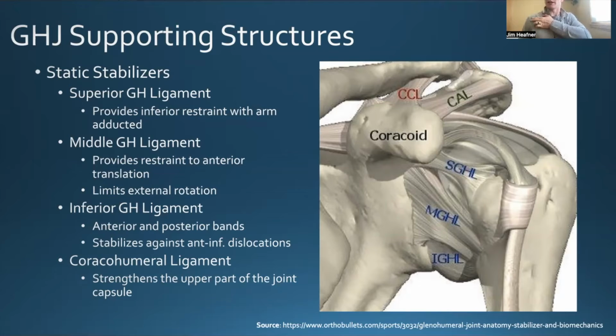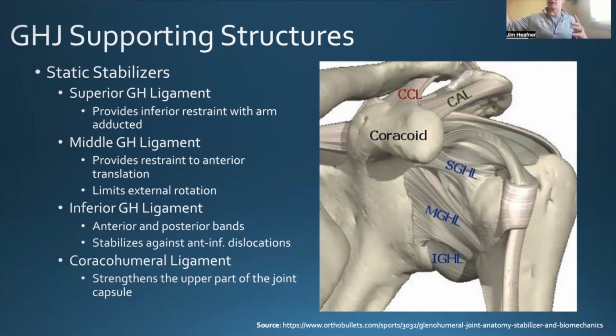Because of its orientation, think about it, if the arm is getting pulled inferiorly in adduction, that is going to put this ligament on some tension. And that's a good thing. We want this restraint to check the motion. The middle and inferior glenohumeral ligaments limit external rotation. And the inferior glenohumeral ligament is the strongest and, you could say, most important of all of the glenohumeral ligaments, because that's the one that really provides support against anterior inferior dislocations of the shoulder.